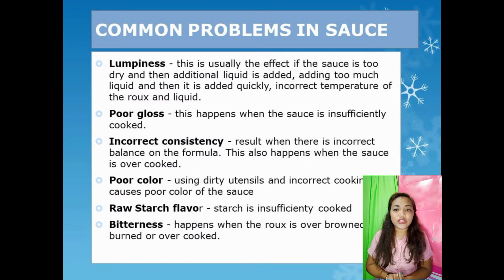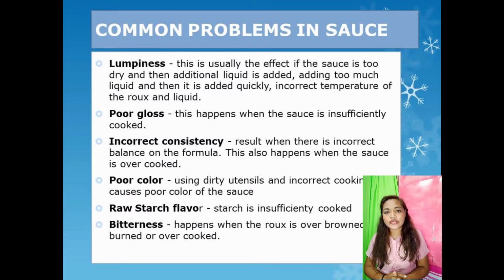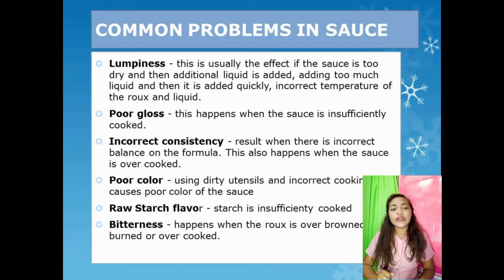Next, we have incorrect consistency. It is the result when there is an incorrect balance in the formula. This also happens when the sauce is overcooked. So, for poor gloss, the sauce is insufficiently cooked, while for incorrect consistency, it is overcooked.